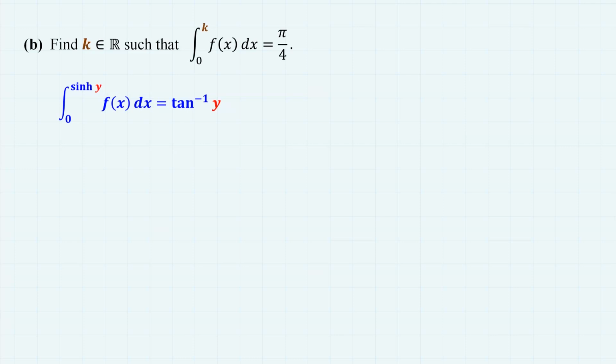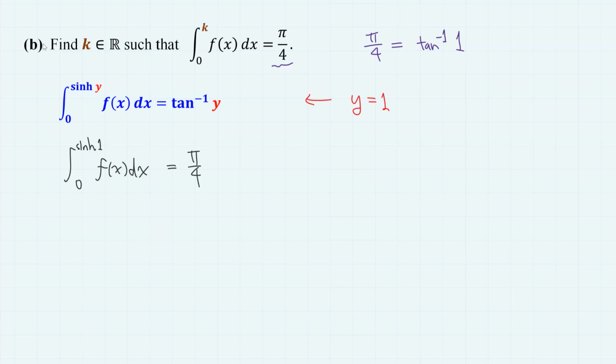The second problem is also easy if we properly use the given integral condition. The first thing to notice is that this pi over 4 is equal to inverse tangent of 1. Therefore, if we substitute y equals 1 in the given integral condition, we have the integral of f(x) from 0 to hyperbolic sine 1 is equal to pi over 4.